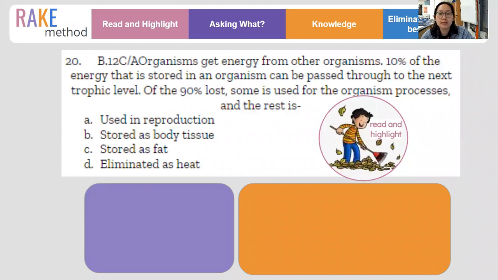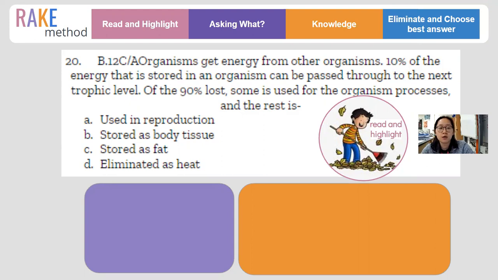So let's go through some example practice problems of the RAKE method using the STAAR questions that you will be encountering throughout your test. So an organism gets energy from other organisms. 10% of the energy that is stored in the organism can be passed through to the next trophic level. Of the 90% lost, some is used for the organism's processes and the rest is blank. Read and highlight the important question and answer stuff is the first step of the RAKE method. So we're going to go ahead and do that. 10% of the energy is a huge key that we're focusing on, a specific rule we just went over.